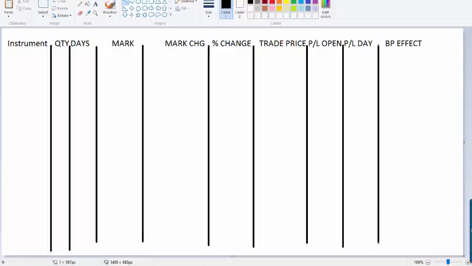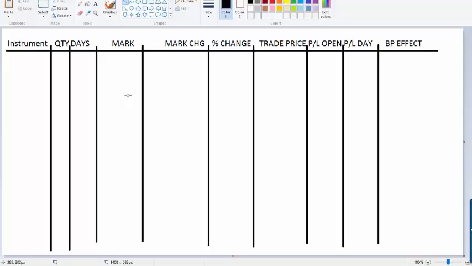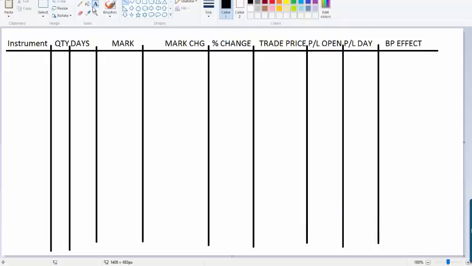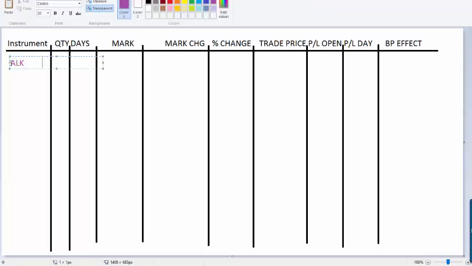One thing that's good to do, and I do this sometimes with new students when they're in my office for mentorship, is I'll literally take a pen and a pad and say, okay, we're going to build these out. We're going to make sure that you can find and locate the information. Because if you're going to make a decision on a trade, you first have to know what you have. If you can't read the basics of what you have, you're going to have trouble. So why don't we start with these one at a time? ALK. ALK is Alaska Air. The quantity is 1,000. Okay, 1,000 shares.